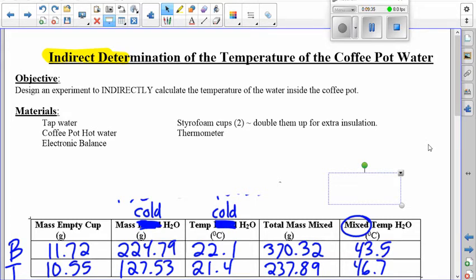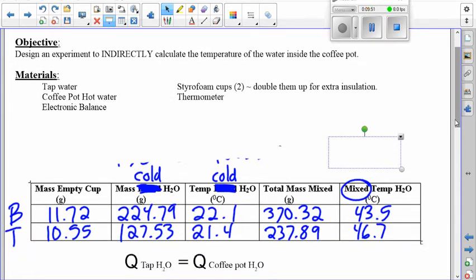Like, it has to be the M of cold, the C of cold, the delta T of cold. So you have to be consistent across the board. Does that make sense? So just be careful with your labeling. I'm going to let people do their thing for a little while. I'll provide some guidance. We'll see how we're doing. We will go over this in a little while, but I want to give you guys a shot on your own, okay?